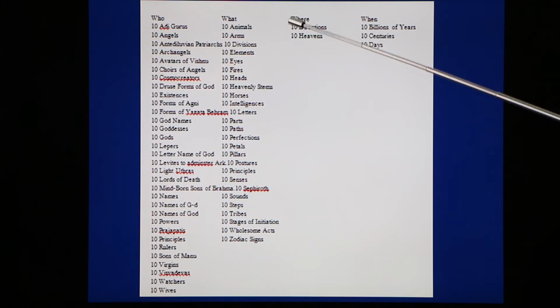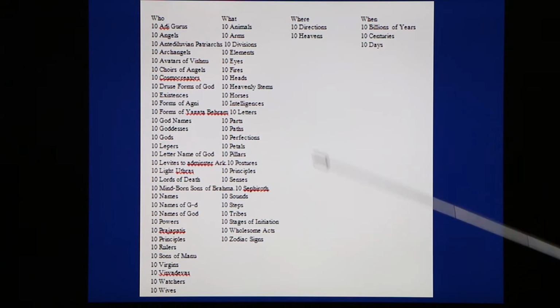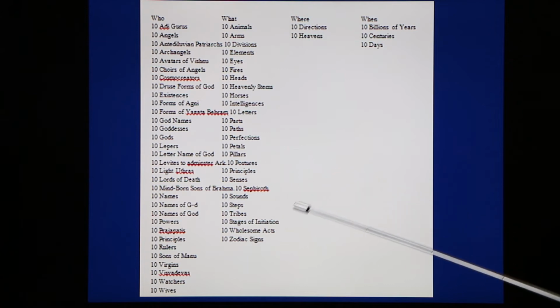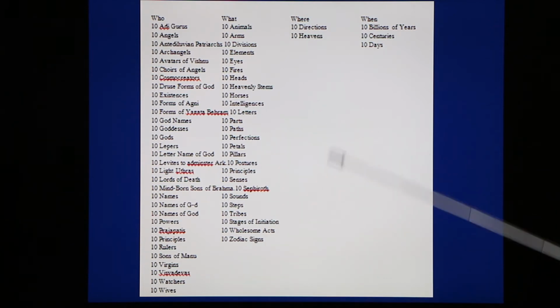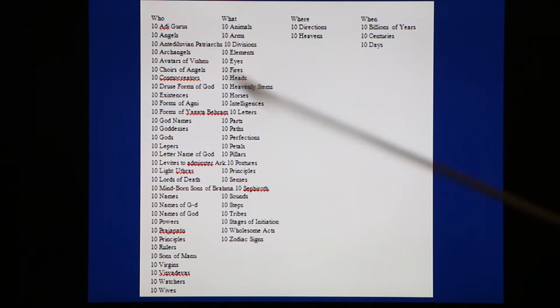And then at a lower level, animals, arms, elements, eyes, fires, heads, parts, paths, perfections, bhumis, petals, pillars, postures, principles, senses, sephiroth, sounds, steps, tribes, stages of initiation, wholesome acts, and even zodiac signs, 10 directions, and so on.